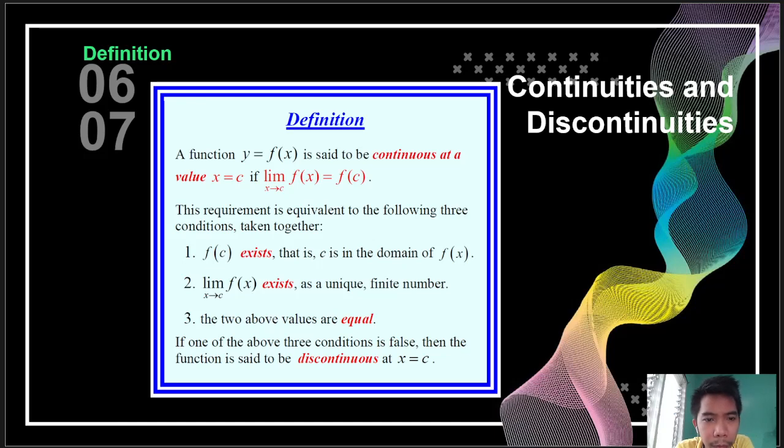So you need to get or evaluate first f of c, and if it exists, check, so number 1. Next, get the limit of f of x as x approaches c, and if it exists as a unique finite number, then check. You need to compare the result of your 1 and 2. If they are equal, then check. If these three conditions are satisfied, then your function is said to be continuous at a value x is equal to c. If one of the above three conditions is false, then the function is said to be discontinuous at x is equal to c.